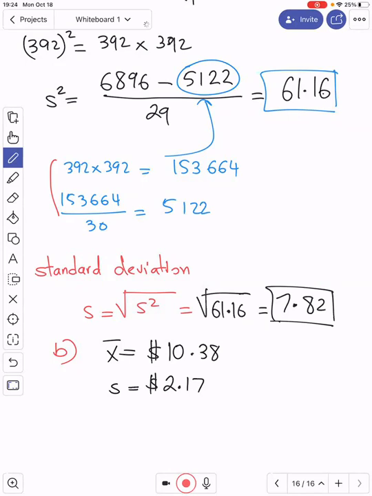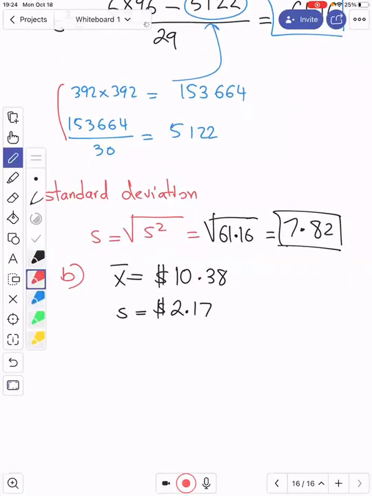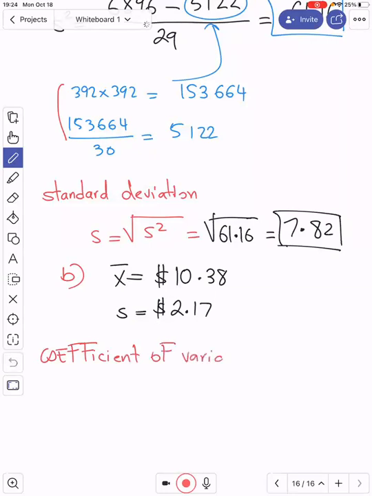So first, guys, just to remind you of the formula for the coefficient of variation. The coefficient of variation is denoted by CV. Again, CV just stands for coefficient of variation. The formula is S over X bar times 100, and then you have a percent. So it's S over X bar times 100%.